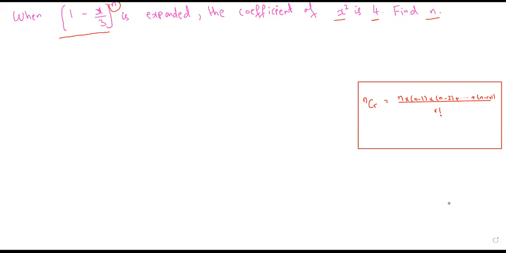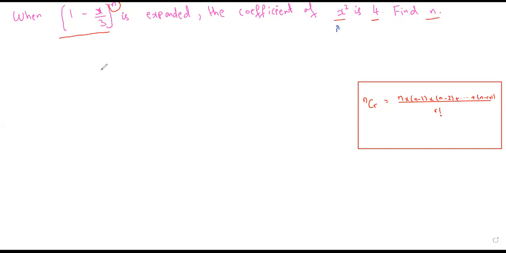Yes, any idea? Okay, it's okay. It's completely fine. I was not expecting, because obviously this is a difficult question and we have not discussed this. Let's do it now. Okay. So it says when (1 minus x by 3) to the power n is expanded, the coefficient of x squared is 4.